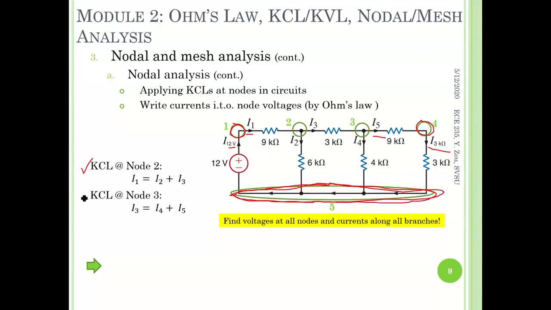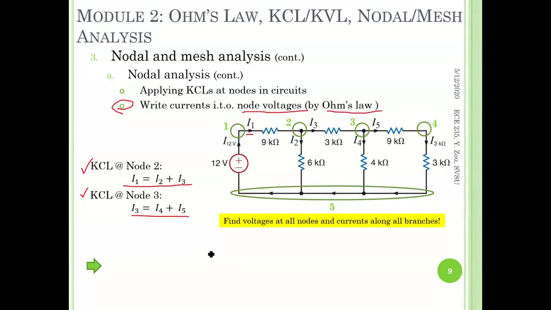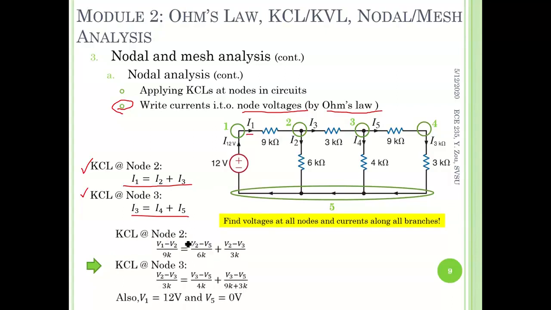Now we have 2 KCLs at 2 nodes, and then we can move on to the next step, which is to rewrite all of these currents in the KCLs in terms of node voltages by applying Ohm's law. Let's see how we do this. So for the first equation, I1 equals I2 plus I3, how do we rewrite it in terms of node voltages? Here are the answers. Let's see how it works.